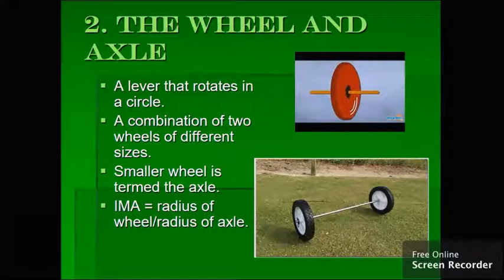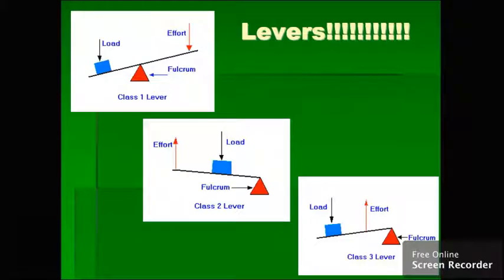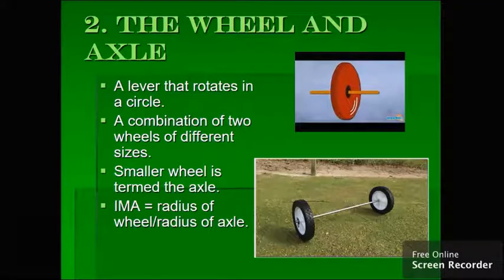On to the wheel. There it is, a wheel. If you go back to the lever, and look at class number 3, imagine that the bar is pulled by the effort, and instead the bar just goes around the fulcrum and goes all the way around, makes a complete circle. Well, if you do that, then you've got yourself a wheel. So you could call a wheel, as in the notes there, a lever that rotates in a circle, or you could just call it a wheel.